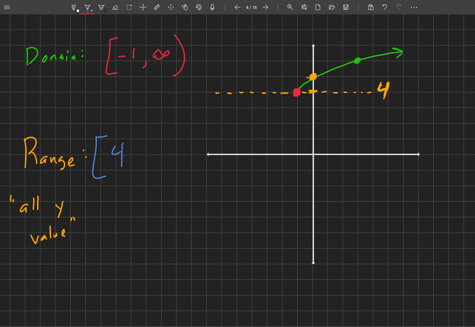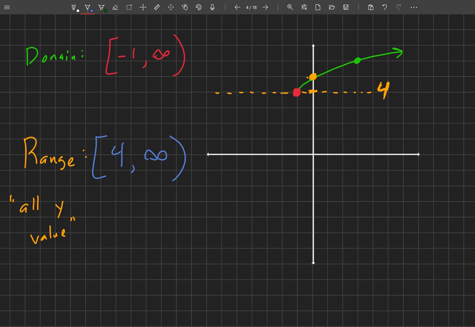So let me write 4. And if I asked how high does this thing go, what is the highest y value? Well, this thing doesn't stop going up. So it's going to go all the way up to infinity. And so that's my range. So with the domain, I'm looking at an x number, a left and right number. With the range, I'm looking at a y value, or an up and down number. Right?